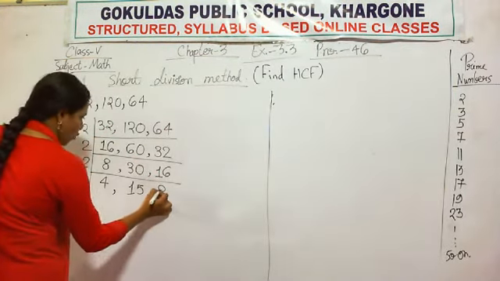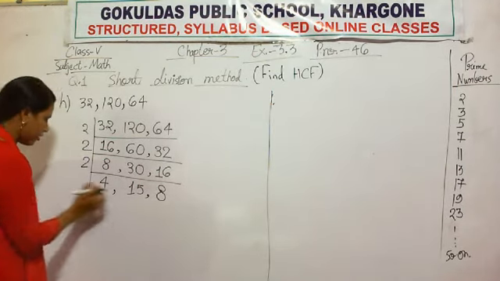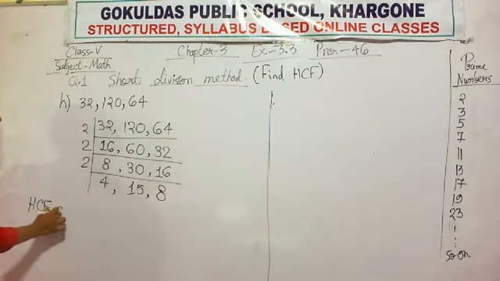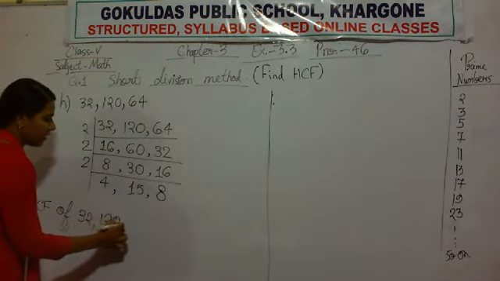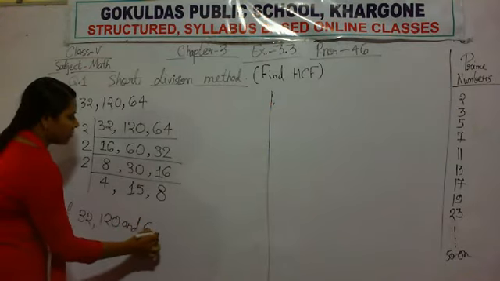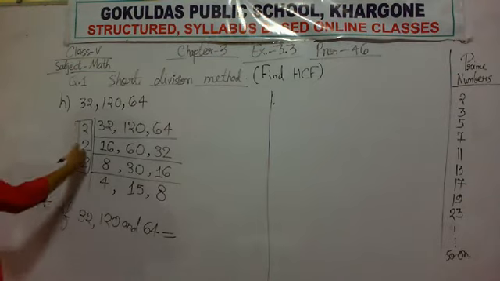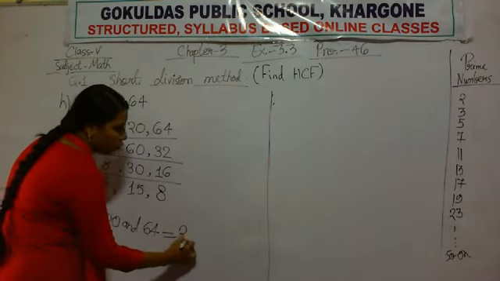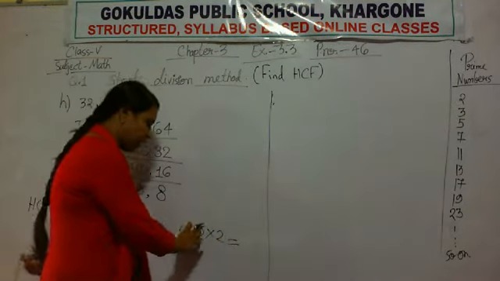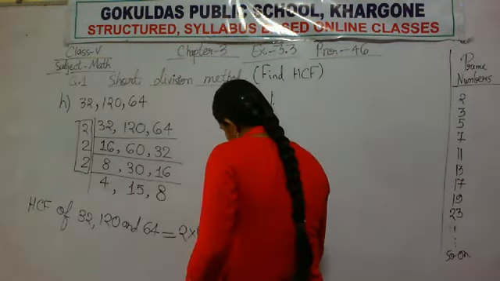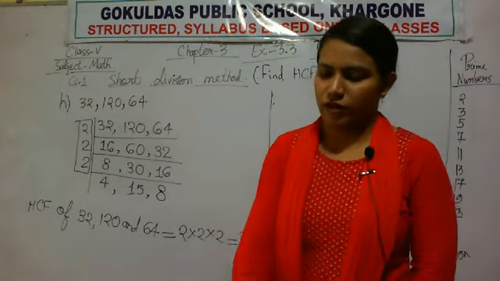So as there is no common prime number or factor to divide 4, 15 and 8, therefore the HCF of 32, 120 and 64 is equal to the product of all these common prime factors. So 2 multiplied by 2 equals 4, 4 2s are 8. So 8 is the HCF of 32, 120 and 64.